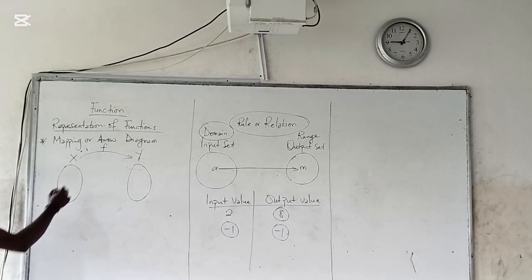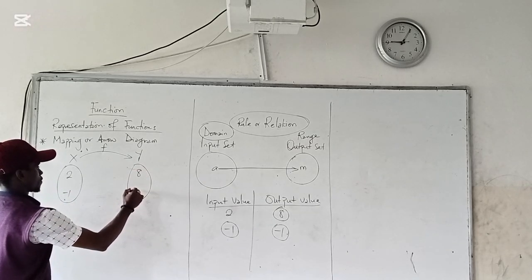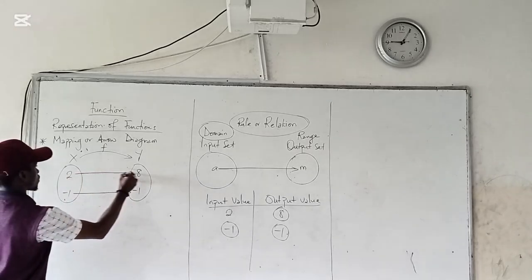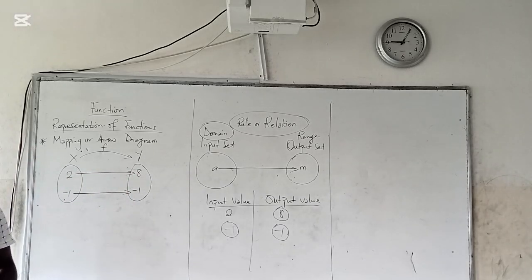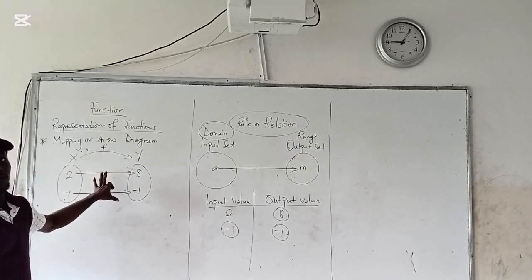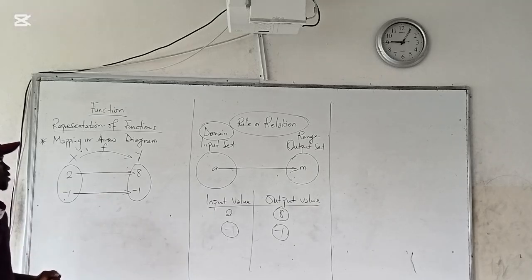Now, let's say I have 2 here. I have -1 here. Then I have 8 here. I have -1. So you have that -1 is assigned to -1. 2 is assigned to 8. So this is a mapping or arrow diagram. This is how it's represented.